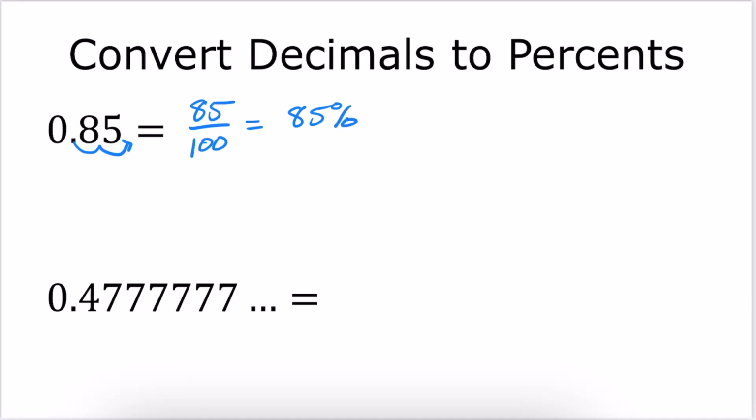And this works even if you have a decimal that's longer or has more place values than the hundredths place value. So if you wanted to figure out what 0.47777 repeating as a percentage would be, you would just move the decimal over twice, and you would see that it is 47.777 repeating percent, or in other words, that you have 47.7 repeating for every 100. And so that's how you would convert decimals into percents.